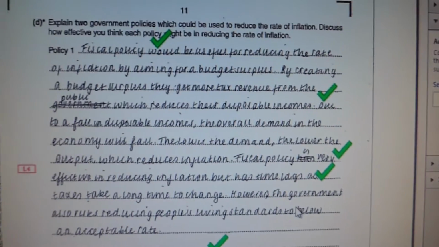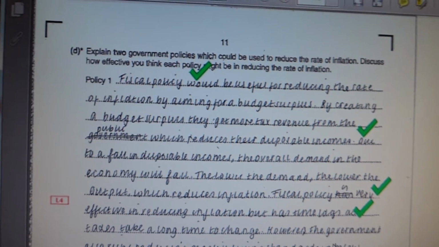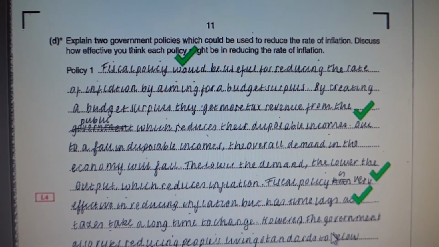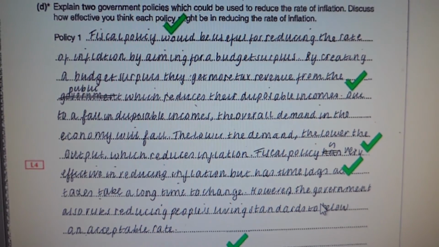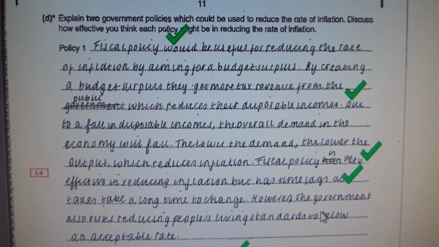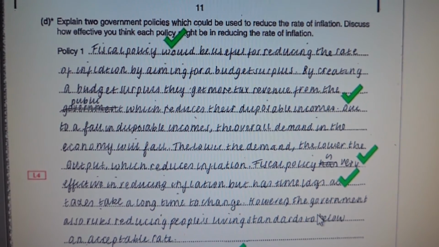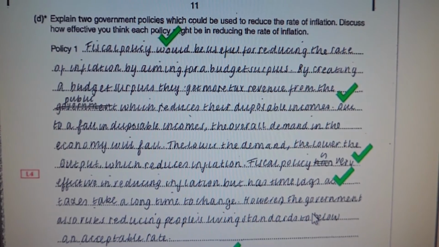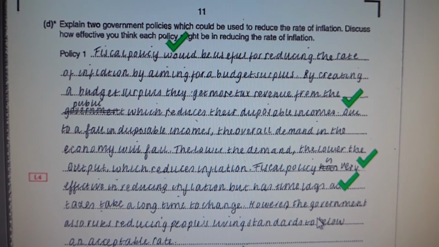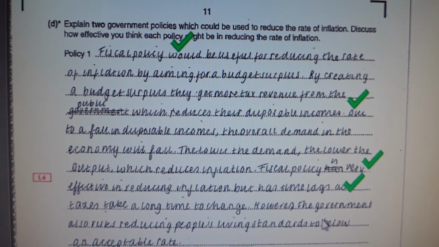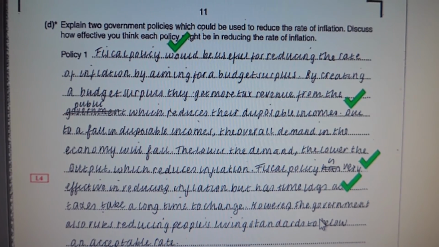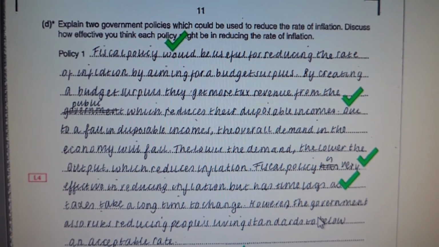And lastly, 2 government policies to reduce the rate of inflation. Discuss how effective each may be. So really, most people wrote about fiscal policy. So you could be saying a tight fiscal policy, a contractionary fiscal policy, whereby the government would reduce G, government spending, increase taxation. They could do one or other of those, or a combination of each.